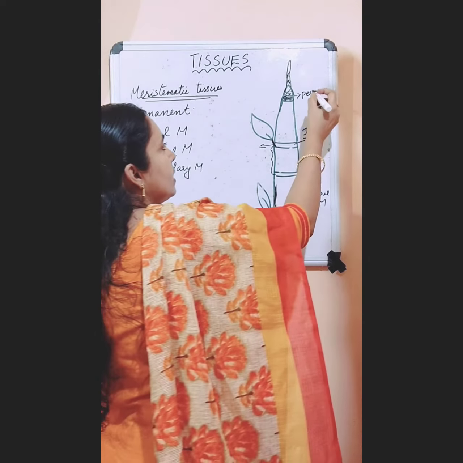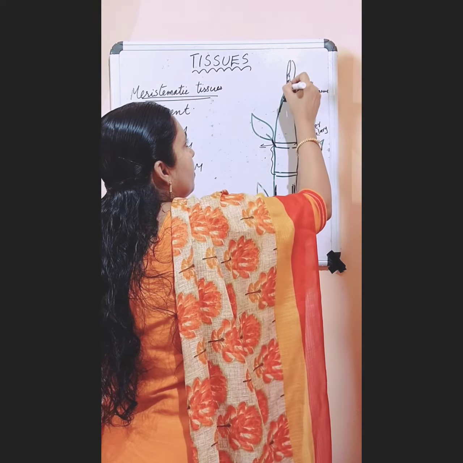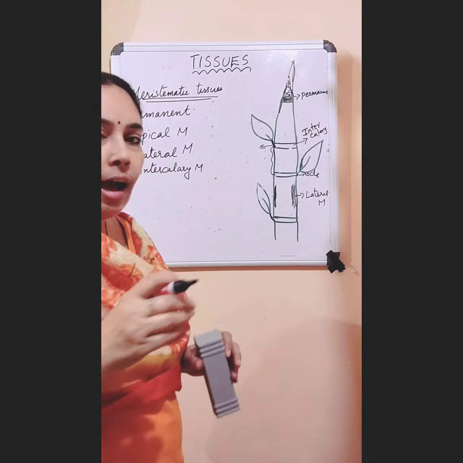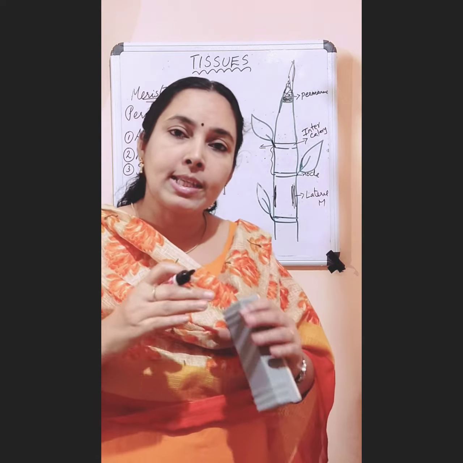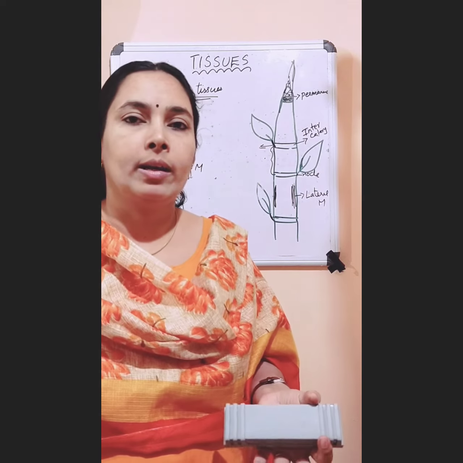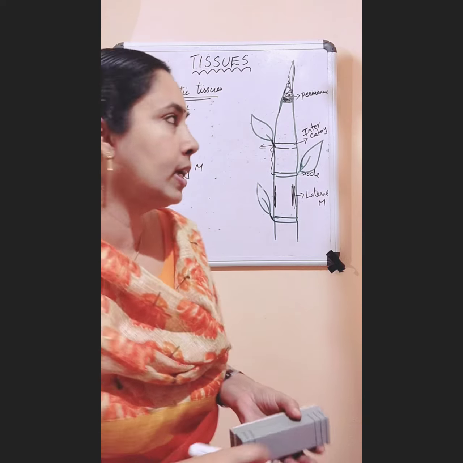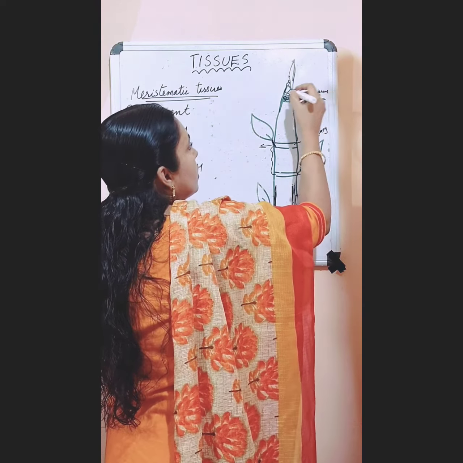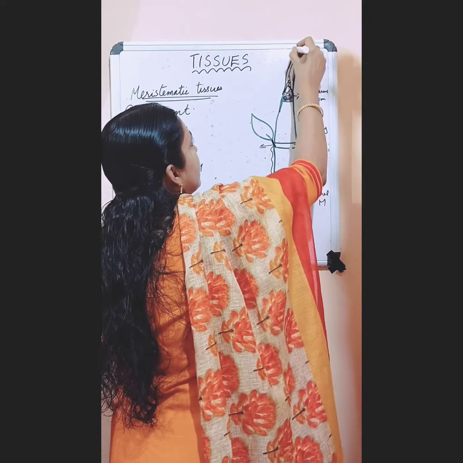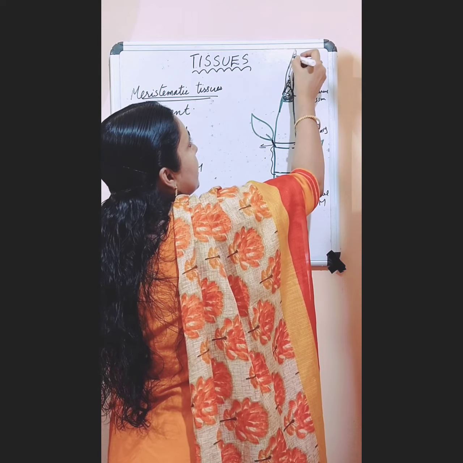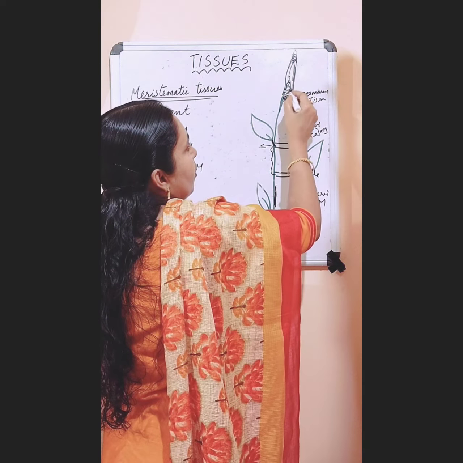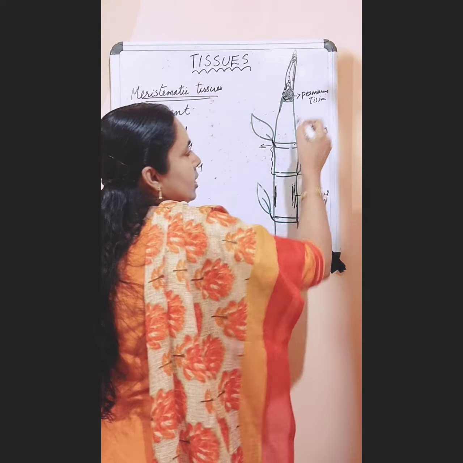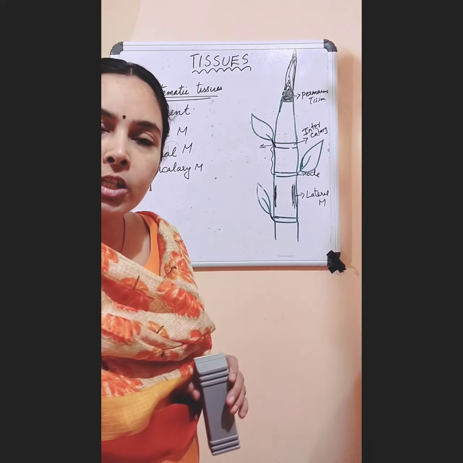So what happened? This meristematic tissue will be dividing, and after that, when these meristematic cells grow and mature, they will stop their division and they will change into permanent tissue. So meristematic tissue will be present at the tip. So the first formed meristematic cells will stop division and change into permanent tissue.